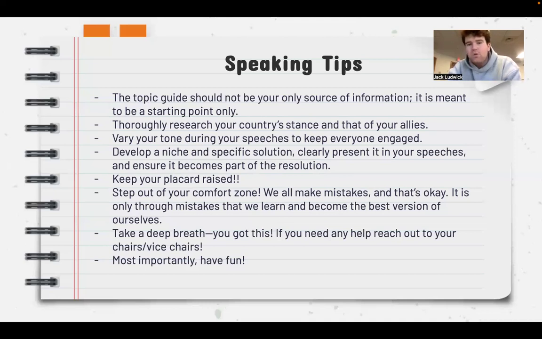Step outside of your comfort zone. We all make mistakes, and that is okay. It's only through those mistakes that we learn and become the best versions of ourselves. The chairs know you guys are all high school students. We don't expect you to be diplomats and delegates to the extent that those at the UN in New York are.